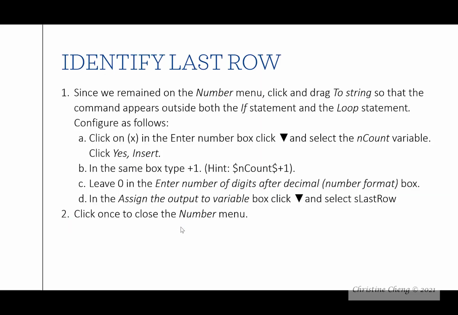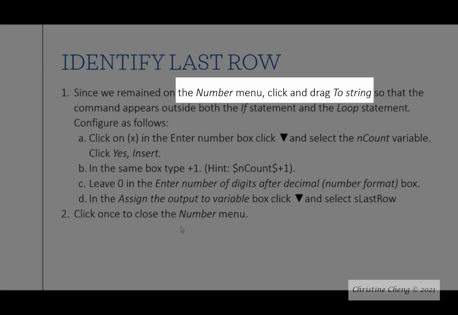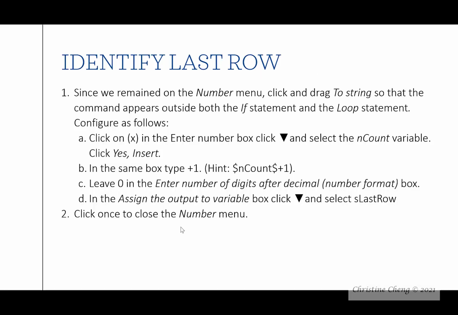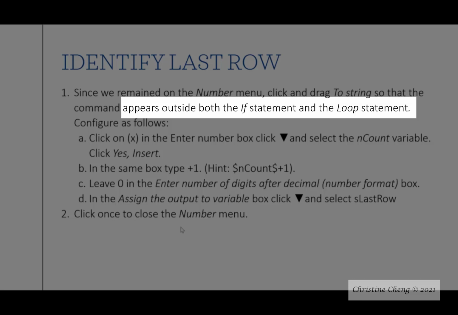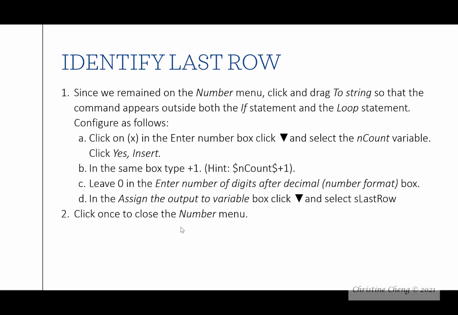To identify our last row and assign it to an sLastRow variable, we are going to follow these steps. We will stay on the Numbers menu and use the toString action. We do not want the bot to identify a last row until all of the rows of data have been written into our CSV file. Therefore, we need the toString action to appear outside of the if statement and outside of the loop statement.